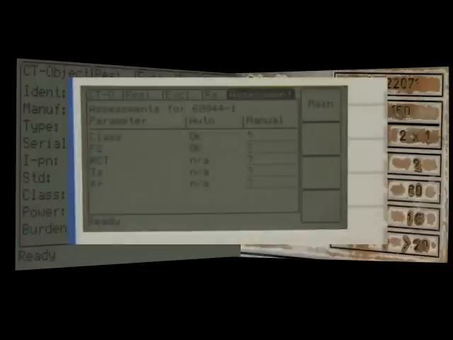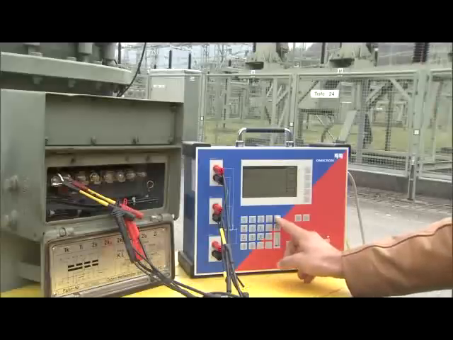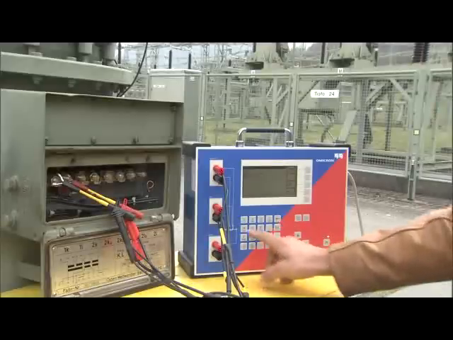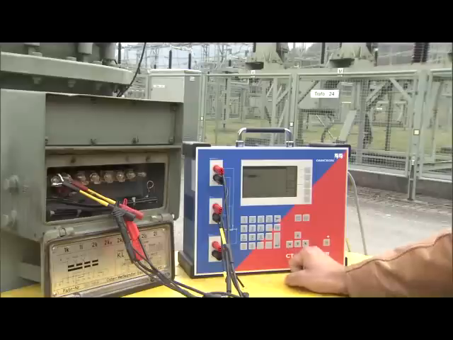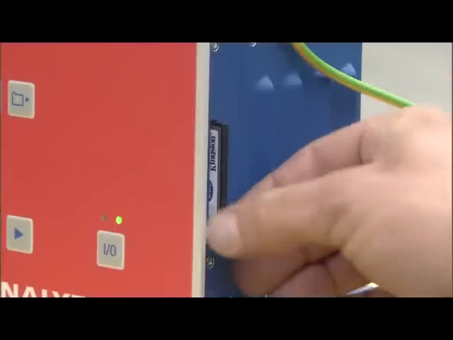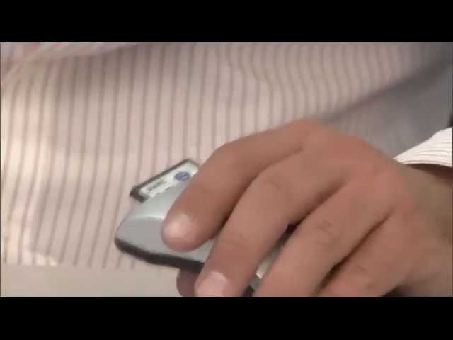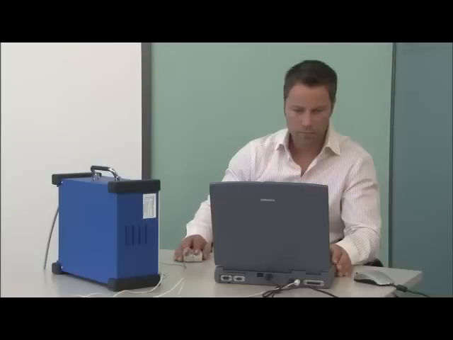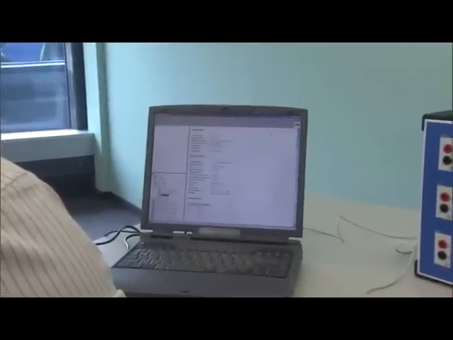If these data are entered prior to the test, the CT analyzer performs an assessment of the transformer according to this data. The test report can be saved as an XML file on a compact flash card that can be read by a PC. Depending on the storage capacity of the card, hundreds or thousands of tests can be stored. A USB card reader is part of the standard delivery. A test report can be opened and displayed with the software supplied.